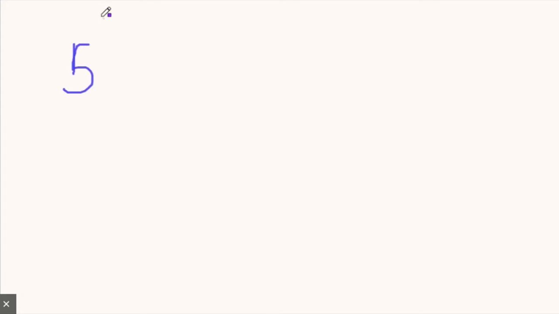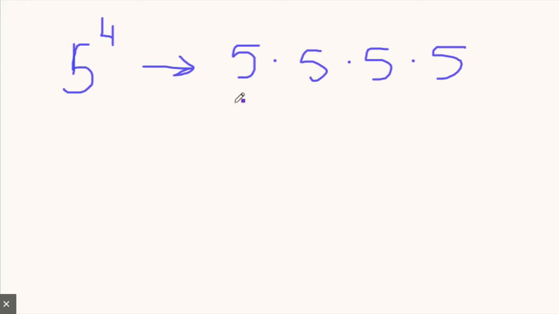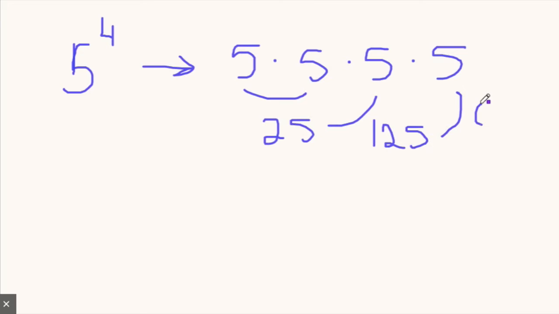5 to the 4th power. Now what this means is we're multiplying 5 4 times. 5 times 5 is 25. 25 times 5 is 125. 125 times 5 is 625. So 5 to the 4th power is equal to 625.